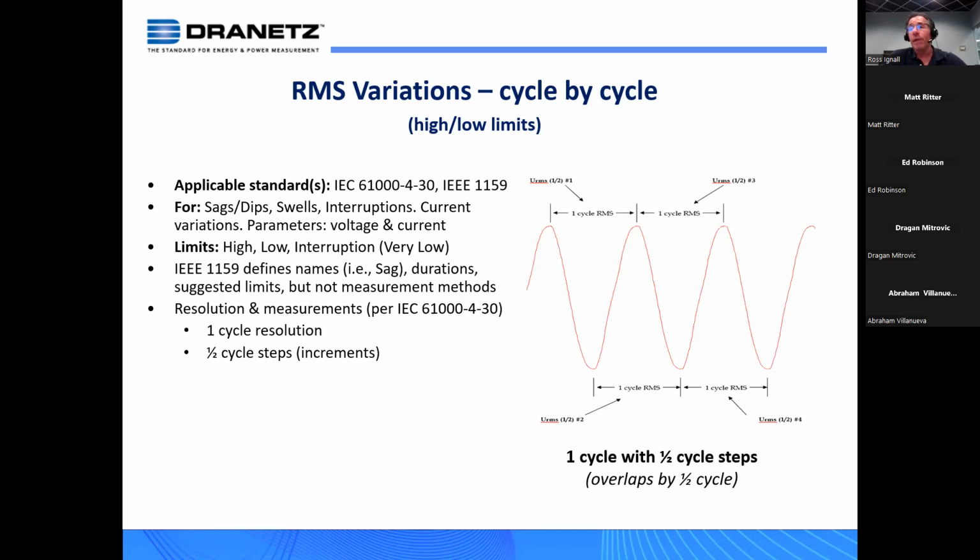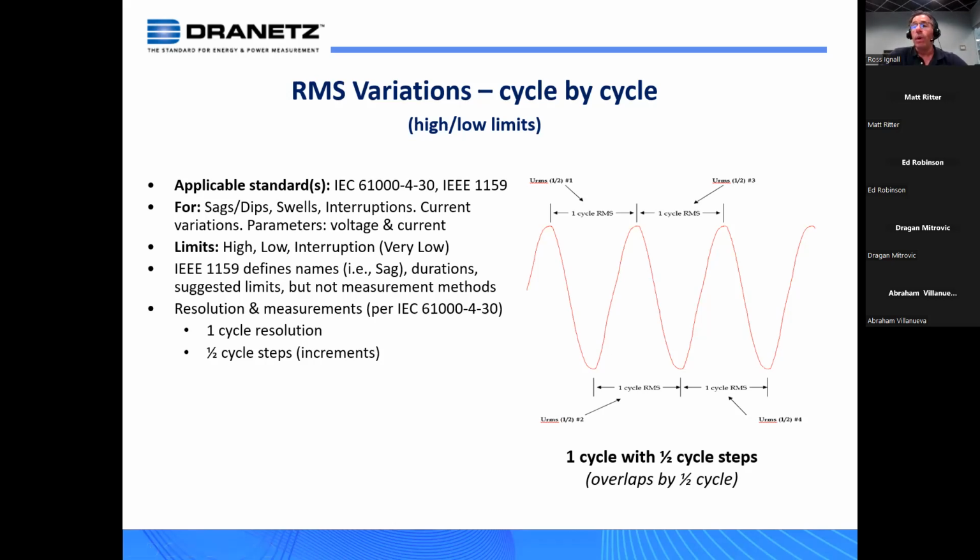Same thing for a low limit. The interruption is usually considered a very low limit, and it's usually a percentage of that nominal voltage, usually about 10% of that nominal voltage. So on a 120 volt system, that may be 12 volts or something like that. Interruption means that there's just no voltage at all. So if it falls below that level, consider it an outage at that point, using different terms.